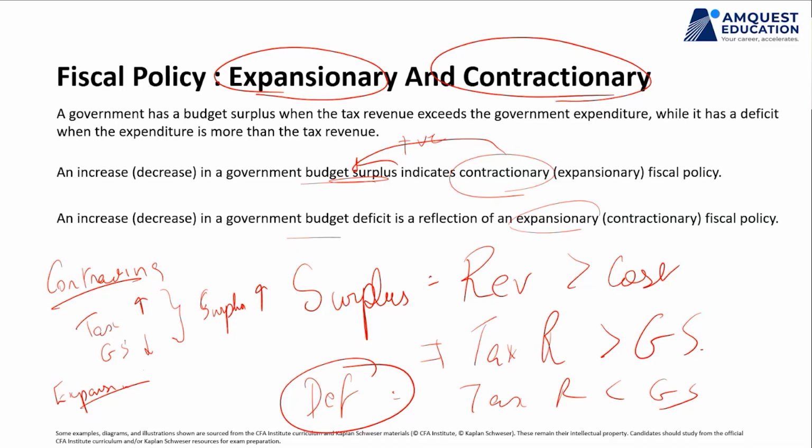Got it? Expansion is what? Spending more money, reducing taxes. So expansion means the tax has gone down and government spending has gone up. It means there's a deficit happening. Now are you clear? You got what is happening in a contraction and an expansion. Therefore, the surplus and deficit are decided.